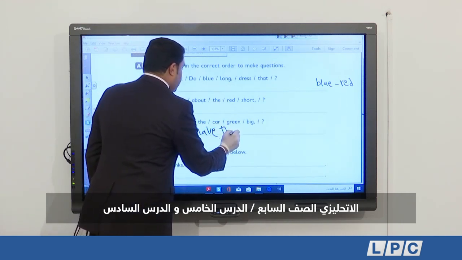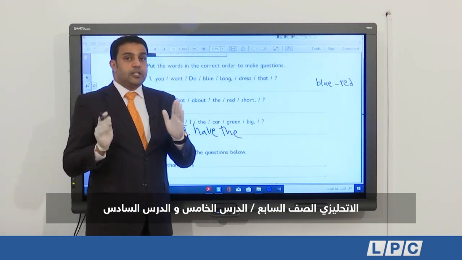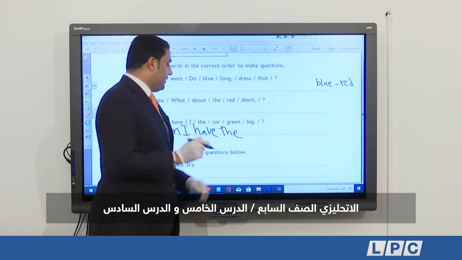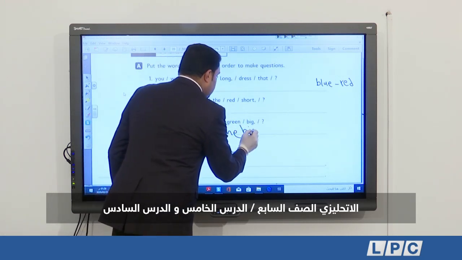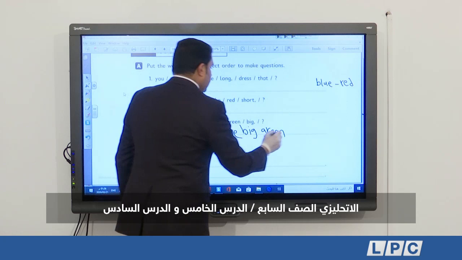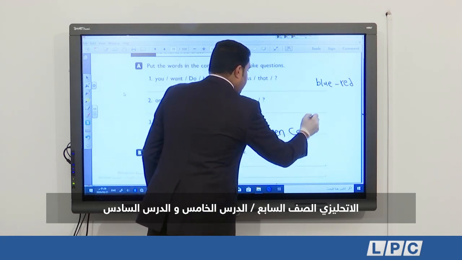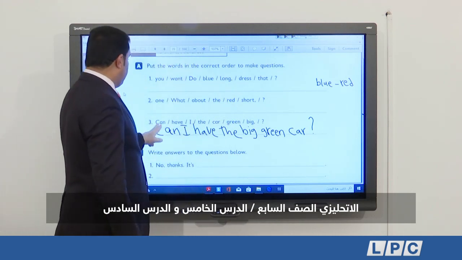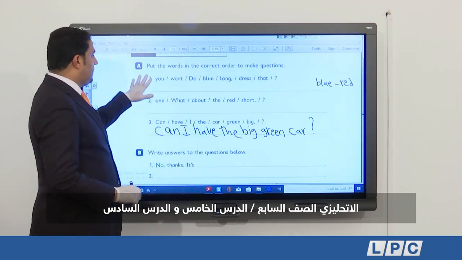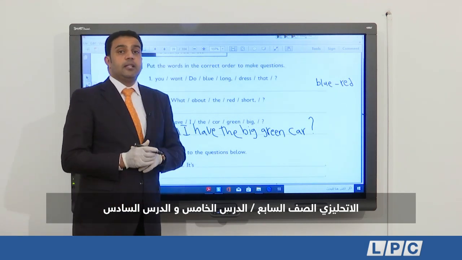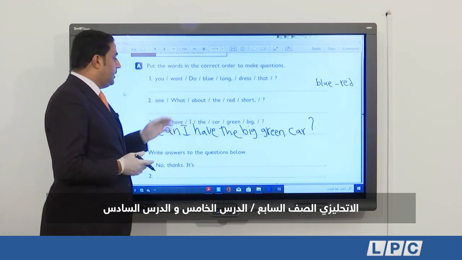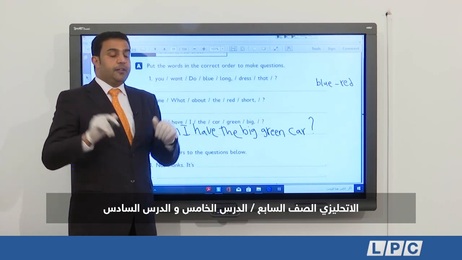The what? We said we bring the size before the color. Which one first? Size or color? Size, very good. So the big, and the color green, and the noun car, and then question mark. Okay, can I have the big green car? So now these are the sentences that we reordered. They were not in order, and we tried to put them in order again. Okay, it's clear? Very good.